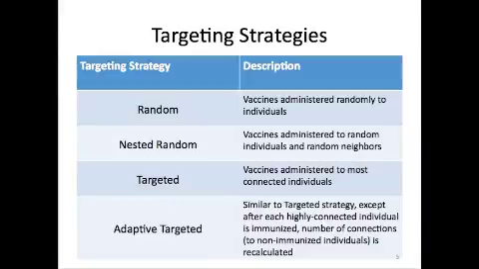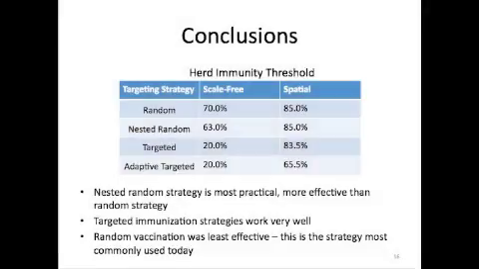I tested 4 targeting strategies on these networks: the adaptive targeted strategy, the nested random strategy, and the random strategy, which is used today. Though the adaptive targeted strategy was most effective for both networks, the nested random strategy had the best combination of effectiveness and practicality. This targeting strategy could revolutionize vaccination programs.